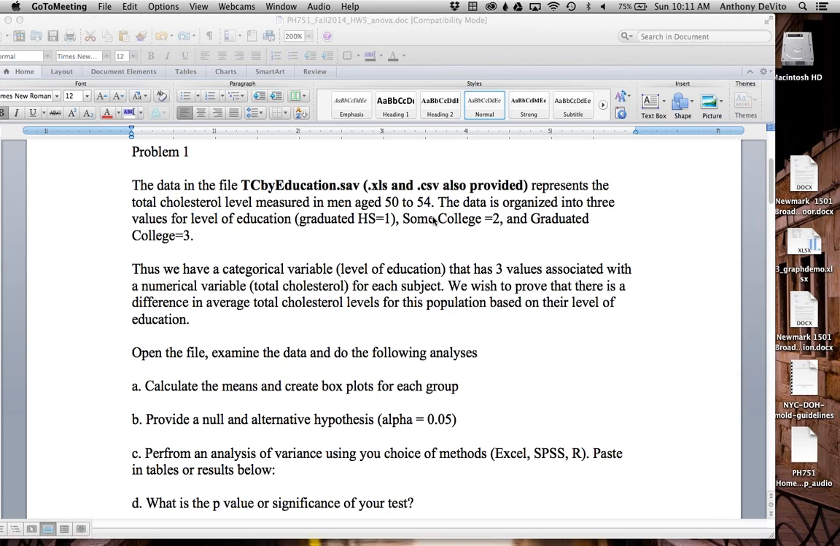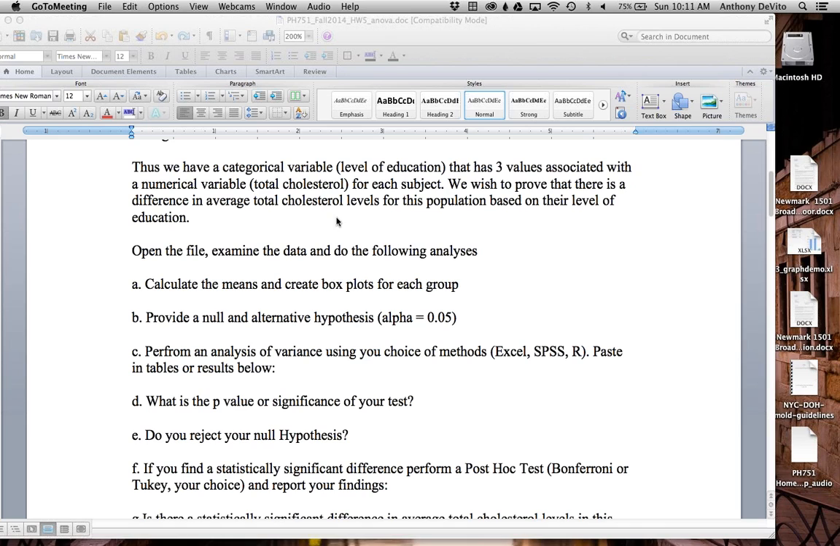Okay, so what do we have here? Well, the data is organized into three values for level of education. Graduated high school is equal to 1, some college is equal to 2, graduated college is equal to 3. So that education variable has three possible values, so we're going to have three means. And the total cholesterol is based on the number for total cholesterol.